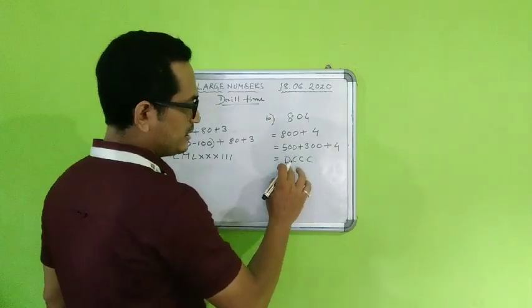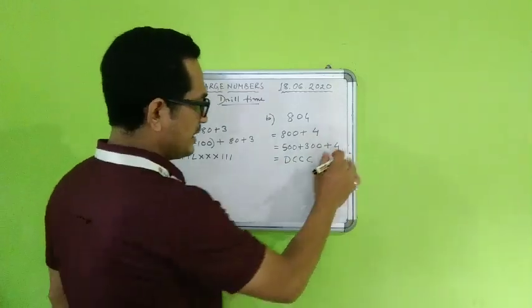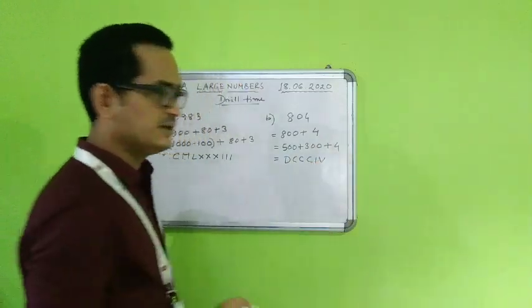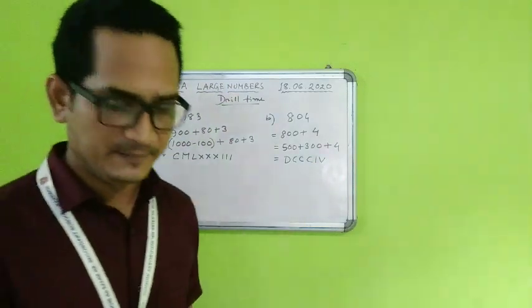Now they will be added. Why? The bigger one is on the left hand side, smaller one is on the right, so it will be added. And 4, we already know the symbol of 4 is IV. So the answer will be DCCC IV.